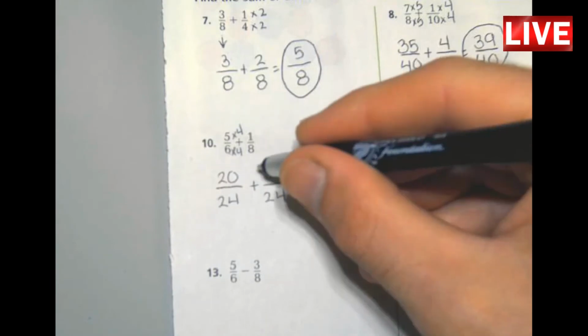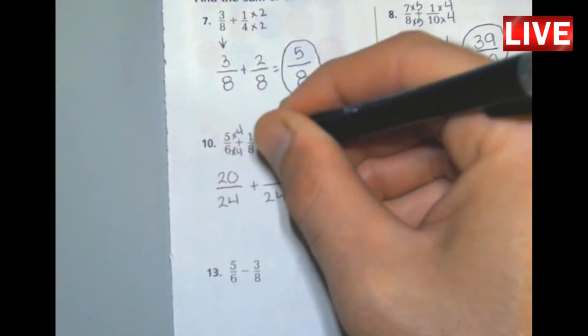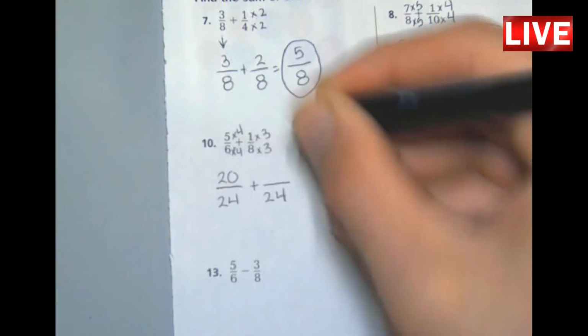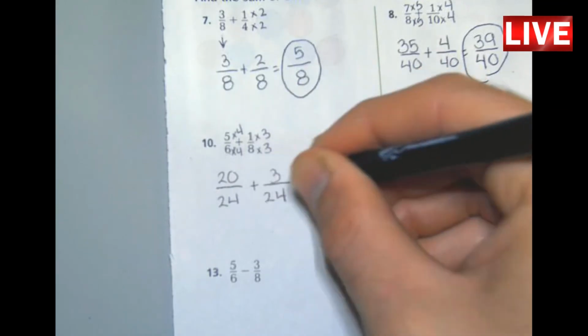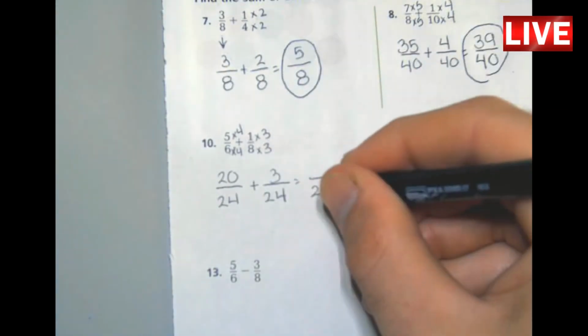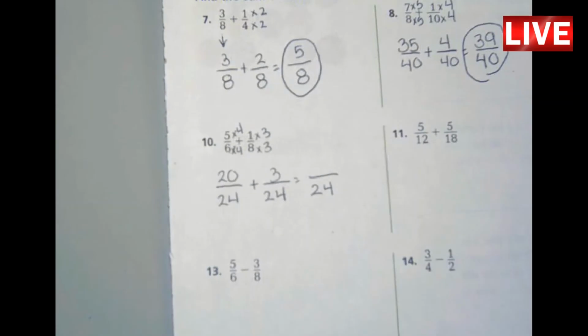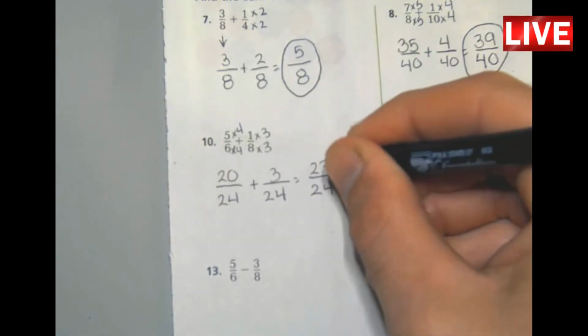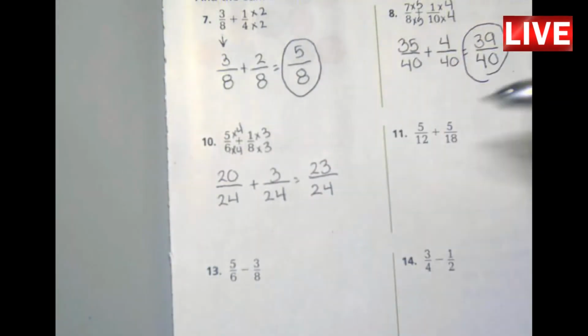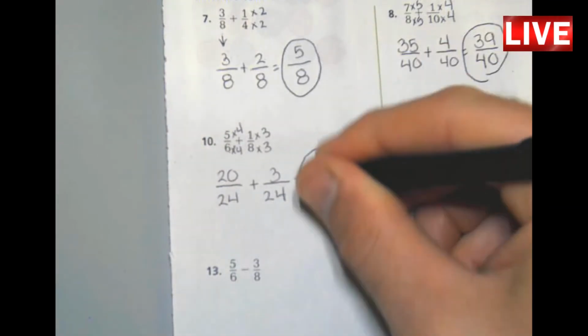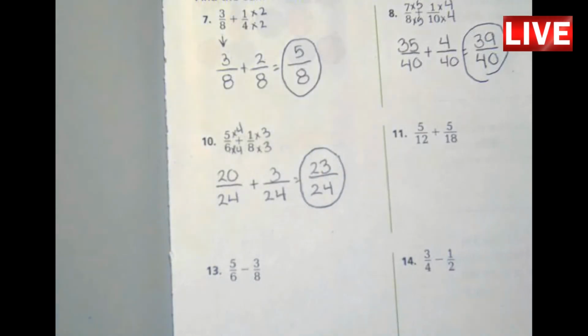And we ask ourselves what times 8 gets us to 24. That would be 3. So we have to multiply the top by 3. 1 times 3 is 3. Bottom number stays the same. We're going to just add the top numbers. 20 plus 3 is going to be 23. Again, we check to see if it's not greater than a whole, see if we need to divide it. It again is barely not, but we can deal with barely. We'll keep it just like that.